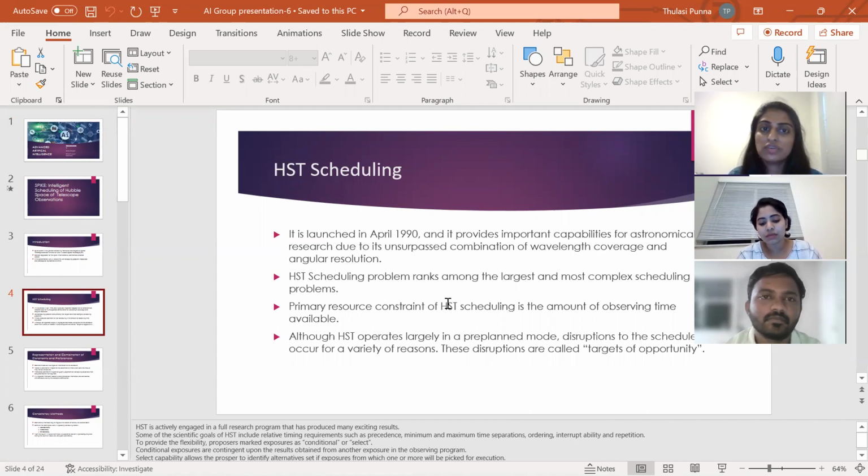Some of the scientific goals of HST are relative timing requirements, like minimum and maximum time separations and so on. To provide flexibility, there are also conditional and select flexibility. The conditional exposures are contingent on the results obtained from the search in HST scheduling.